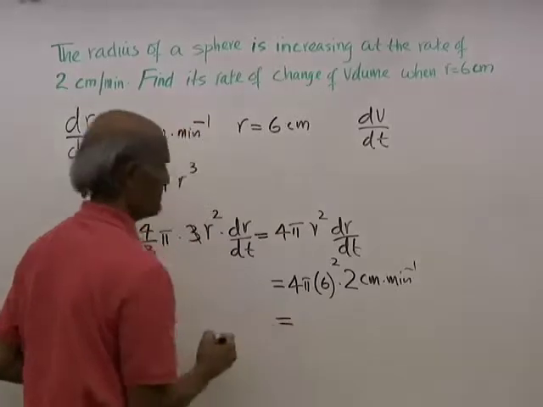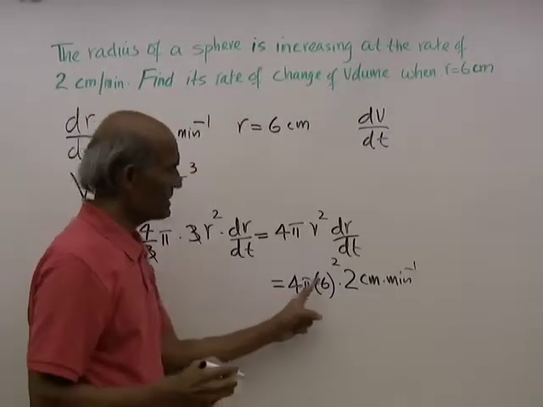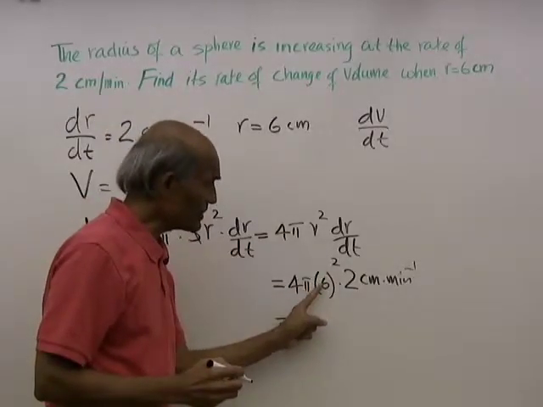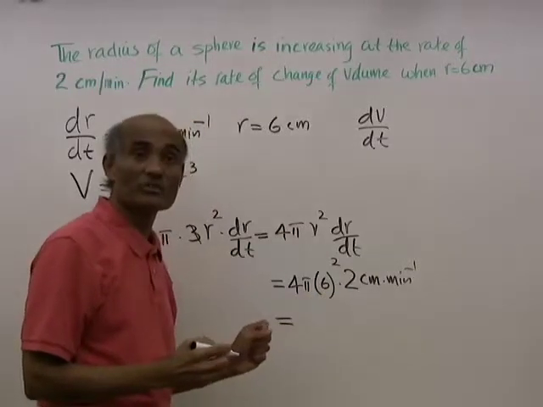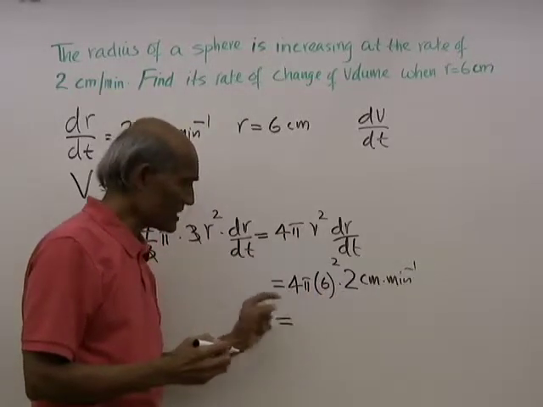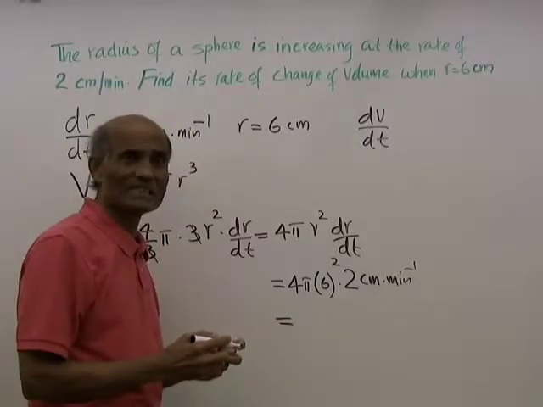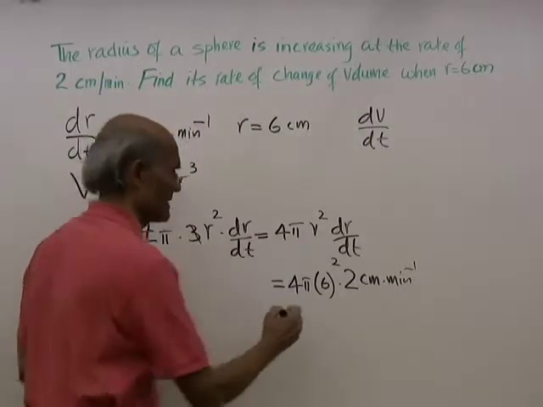And what does that give you? That will be 6 squared is 36. 36 times 2 is 72. 72 times 4 is that 288?